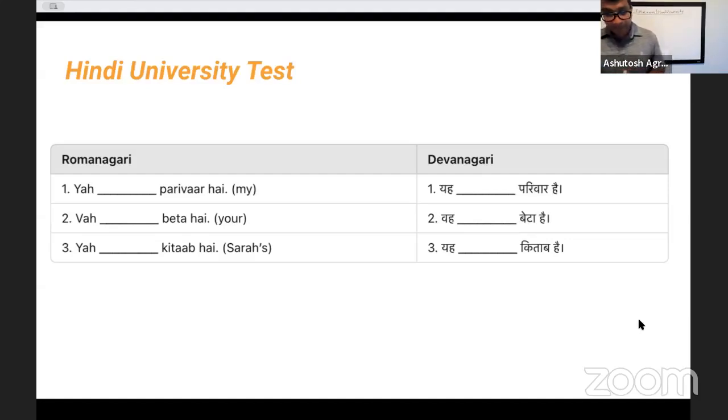Okay. Next one. Nandini ji, third one. यह सहरा की किताब है. Straightforward. Why की? Because the book is feminine, not because of Sarah. Okay. So Sarah ki kitab, Sarah's book, right? Awesome. Anyone wrote anything differently?